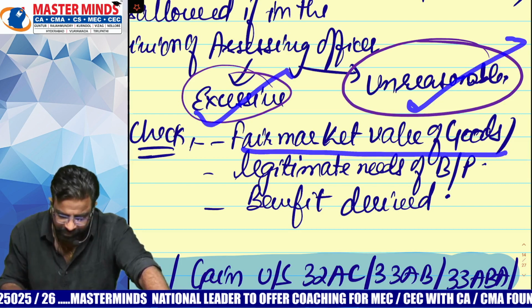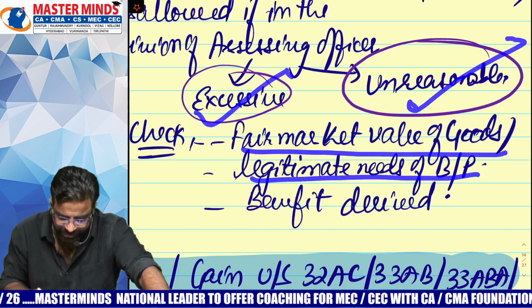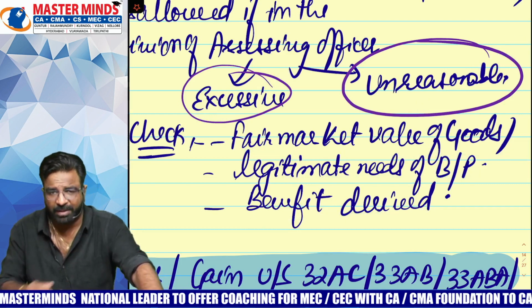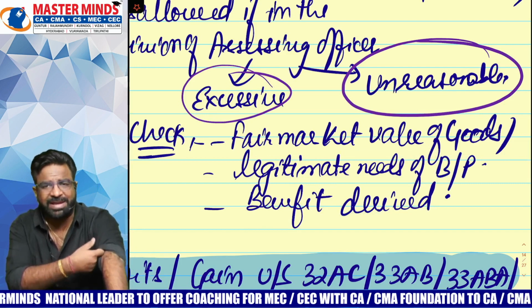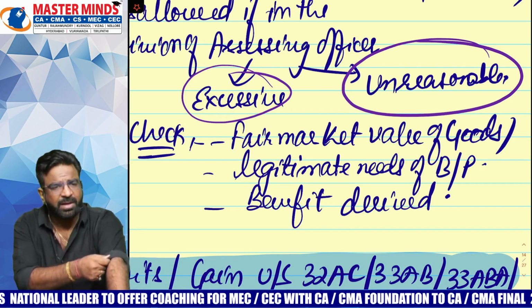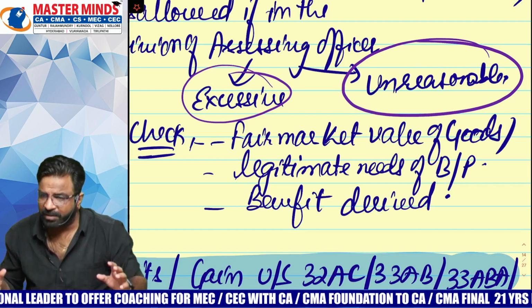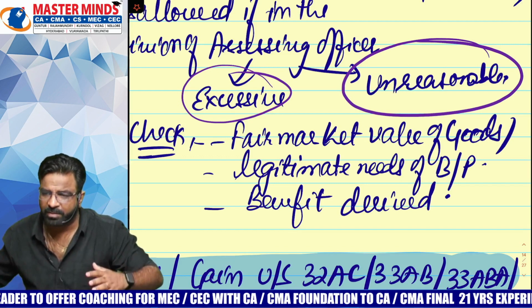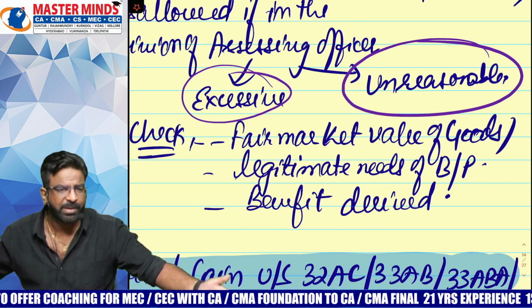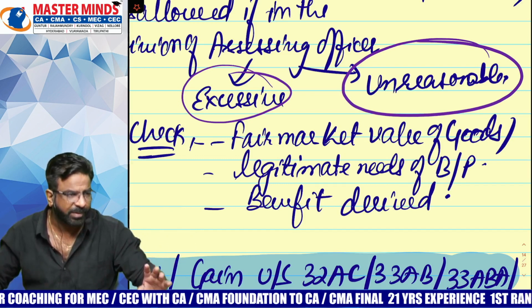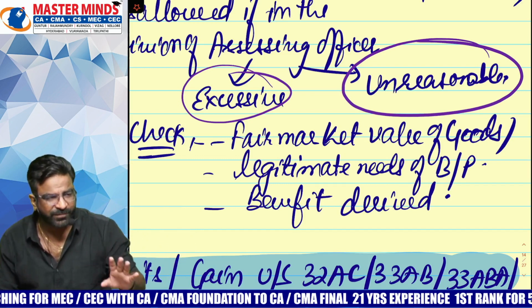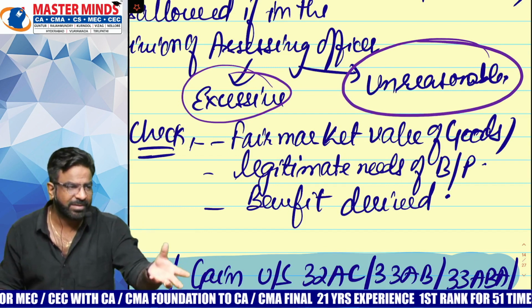Then what you need to check in this case? Fair market value of the goods, legitimate needs of business and profession, and benefit what? Derived. जैसे say for example यहाँ पे भी हम लोग ALP की बात कर रहे हैं. What is ALP? Arm's length price. ऐसा प्रॉब्लम नहीं है. There is no problem if your brother or like wife or husband is helping you in making the payment or you are making the payment. But make sure that assessing officer should see the genuineness in this transaction.